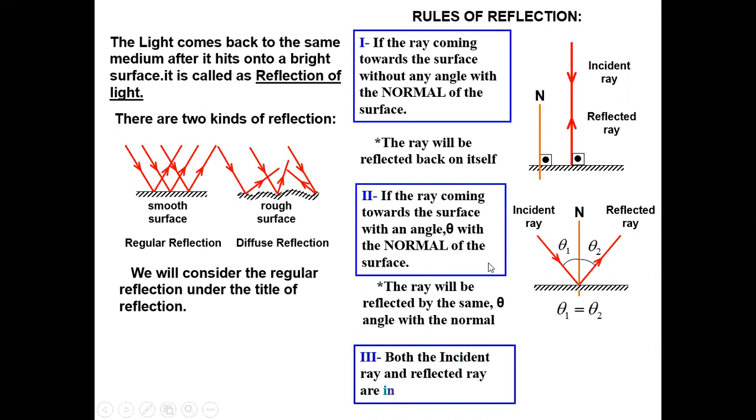Let's continue. The third rule is that the incident ray and the reflected ray are in the same plane. What does same plane mean? That means on the same surface. When you send it, it is going to be on this plane, and when it's reflected, it's going to be again on the same surface over here, okay?